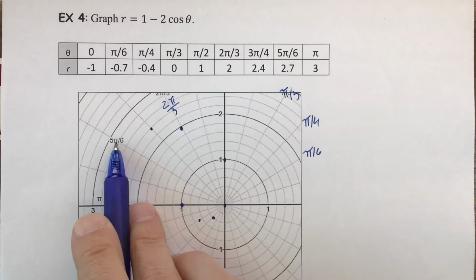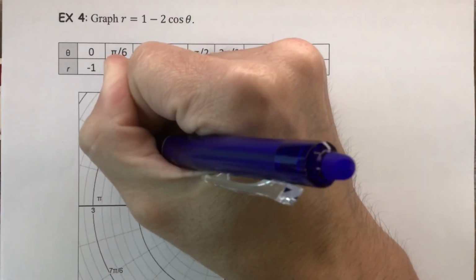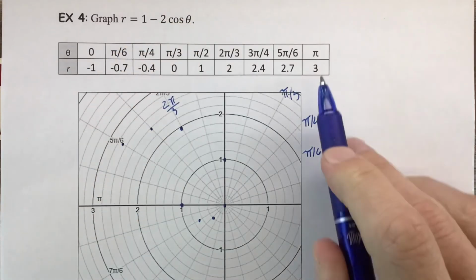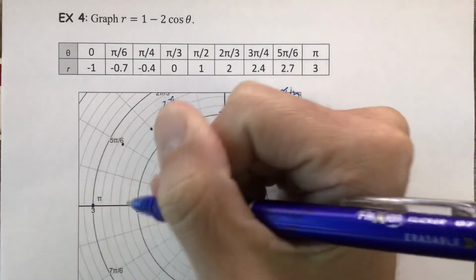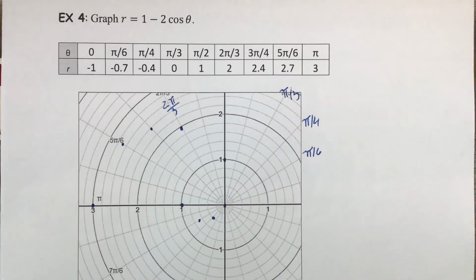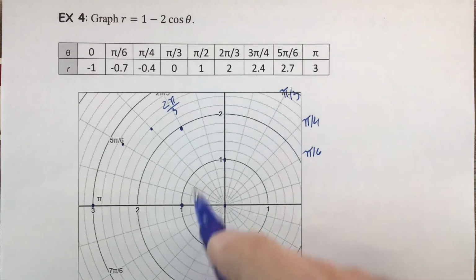2, 4, 6. That'd be 8. So 7 is sitting right there. 2.7 is in that spot. And then at pi, you're going to get 3. All right. Now, this is not going to complete the graph. There's actually more to it. But at some point, we've plotted enough points. Let's just see what ends up happening.